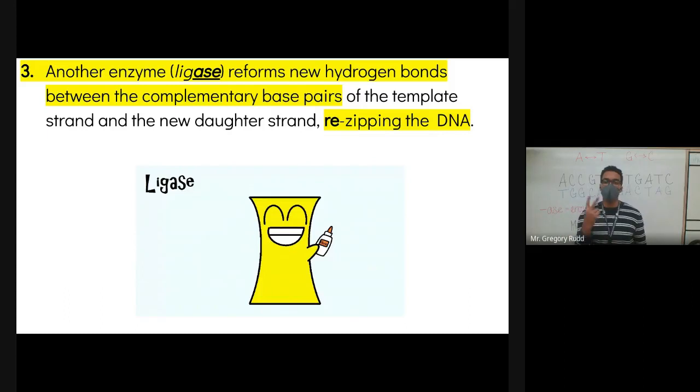This time, of course, we've got 2 DNA molecules. We unzipped 1 DNA molecule. In doing so, we allowed DNA polymerase to come in and add new nitrogen bases. So now we have 2 DNA molecules.